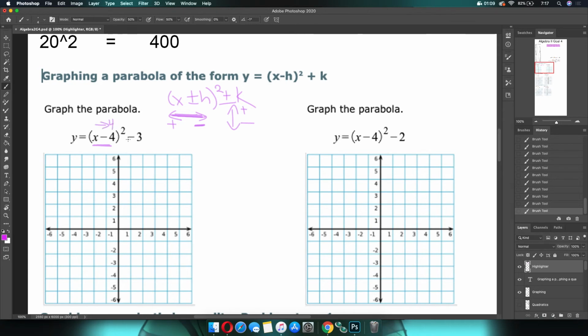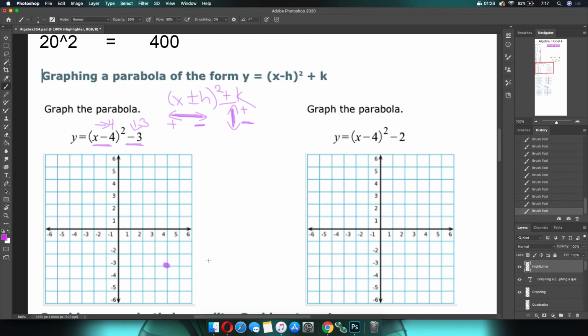And then this one is outside the parentheses, which means we're going up and down. Specifically, since it's a minus, we're going down 3. So if we go down 1, 2, 3, and then over 1, 2, 3, 4, there is the vertex of my parabola.